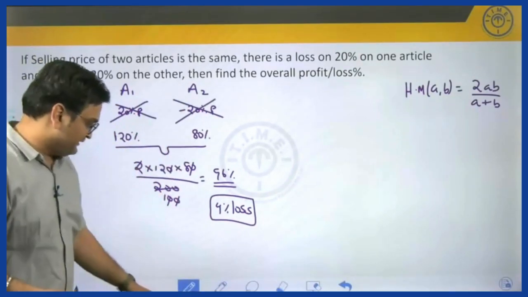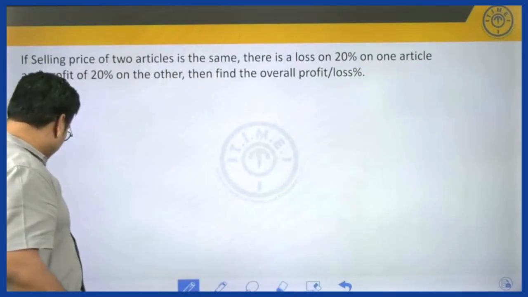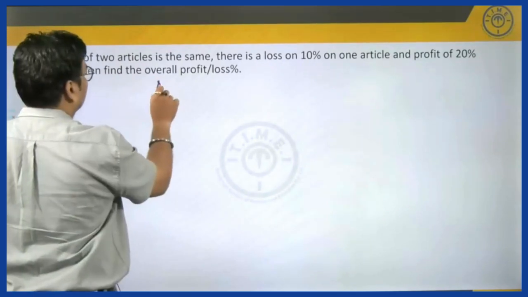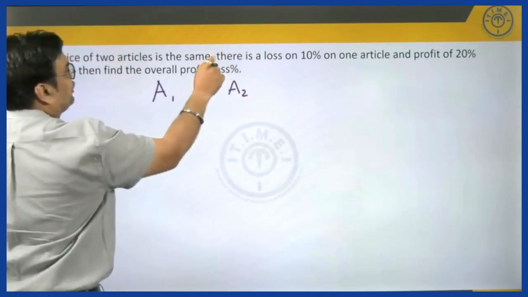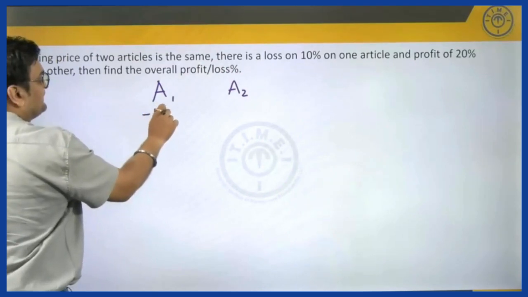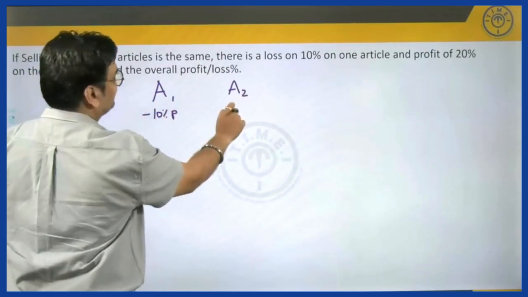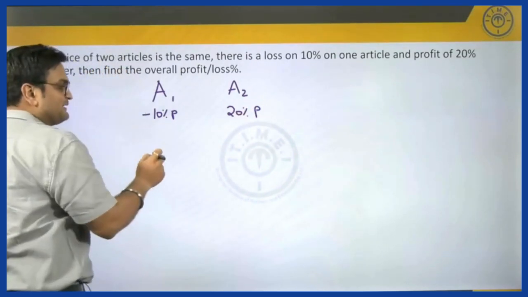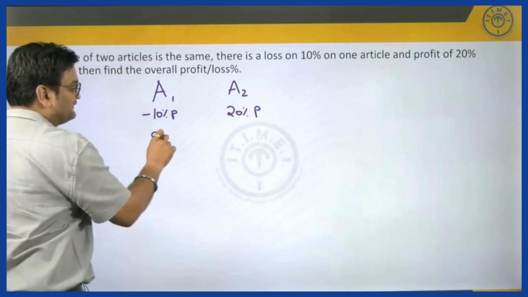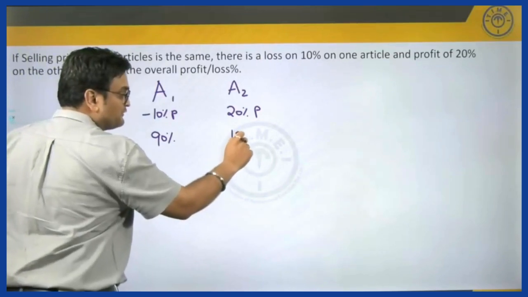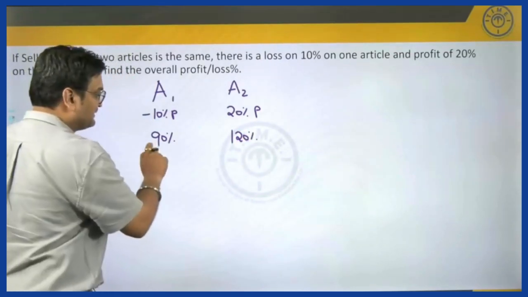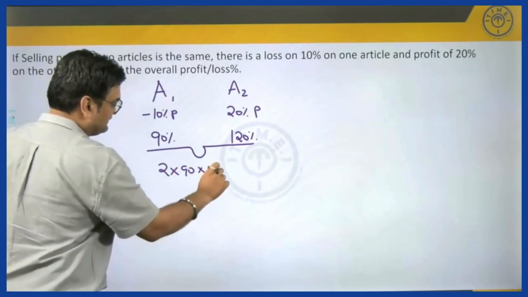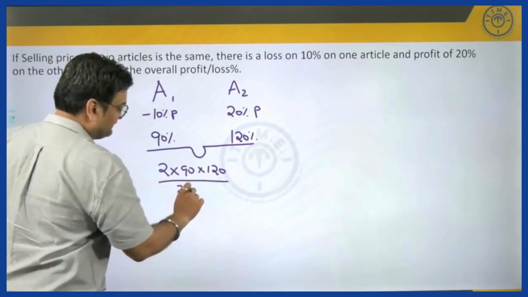We can also use it in questions of the following type. For example, look at this. There are two articles again, same selling price. On one there is a loss of 10%, that is minus 10%, and on the other there is a profit of 20%. Loss of 10% means the selling price will be 90% of the cost price. Here it's going to be 120% of the cost price. Apply harmonic mean of these two. So it's going to be 2 into A into B by A plus B.